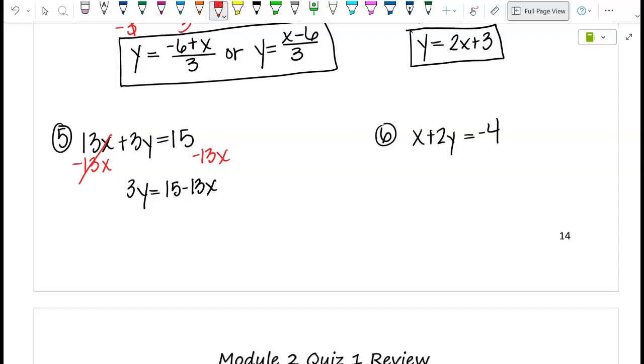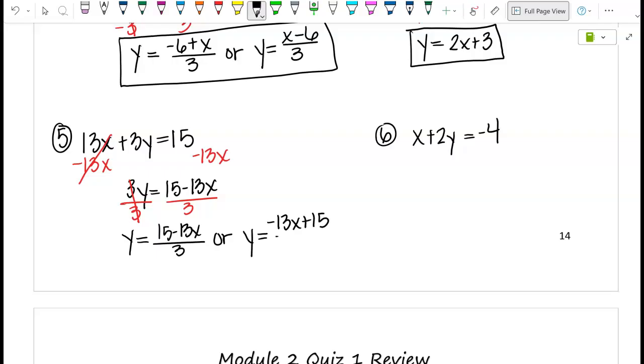A little louder. Not by 3y, because I want the y to stay, so I'm just dividing by the 3. I don't want to move the y, I'm just trying to move that 3 out from in front of it. So I get y equals 15 minus 13x divided by 3, or again, y equals negative 13x plus 15 divided by 3.